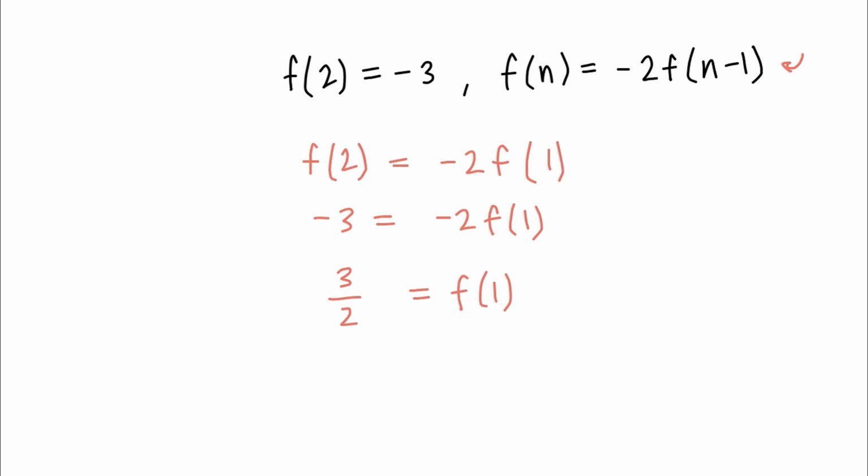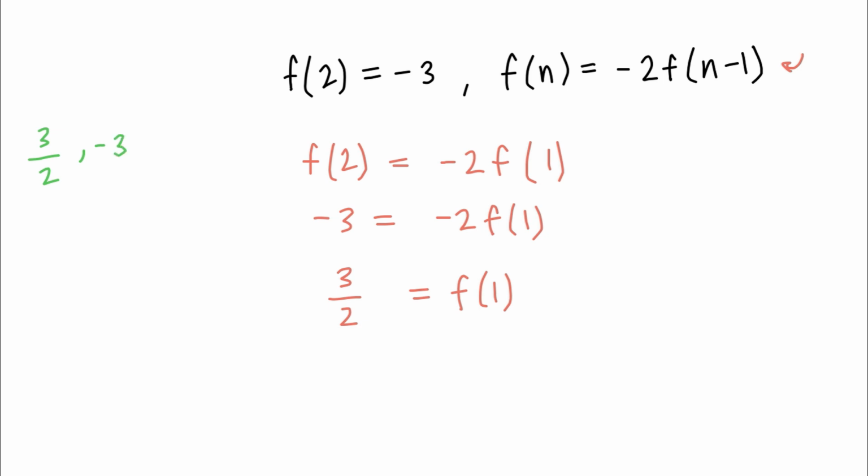Okay, so we're writing the first 5 terms of the sequence. So we have, I'll do this in green on the side here. 3/2 is the first term, -3 is the second term.